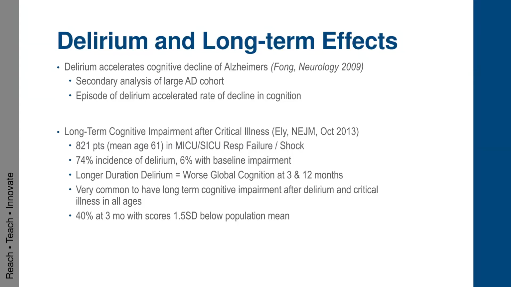Especially more recently, Wes Ely and his group documented in the New England Journal of Medicine a large study looking at the outcomes of patients with delirium who were seriously ill in the intensive care unit with respiratory failure or shock. The longer the duration of delirium was consistent with the worse global cognition at 3 and 12 months after recovery. It was very common to have long-term cognitive impairment after delirium and critical illness in patients of all ages. And 40% at 3 months had cognitive testing scores that were 1.5 standard deviations below the mean.